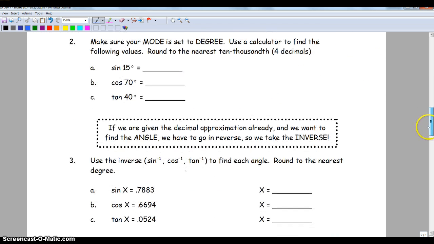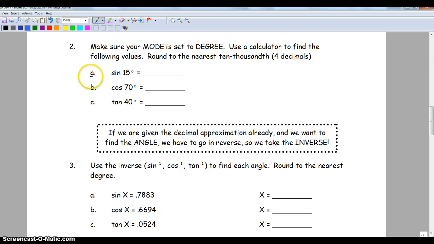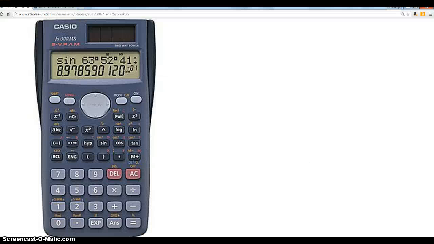On the back, these ones are pretty quick and pretty easy. You're just typing stuff on your calculator. It says to make sure your mode is set to degree. If you have one of my green calculators, you're already set. We will be rounding to 4 decimal places, the nearest 10,000th. Sine of 15. On your calculator, you will see the sine, cos, tangent buttons right here. When it says sine of 15, you're going to hit sine and then 15 equals. And then you round. Real simple.